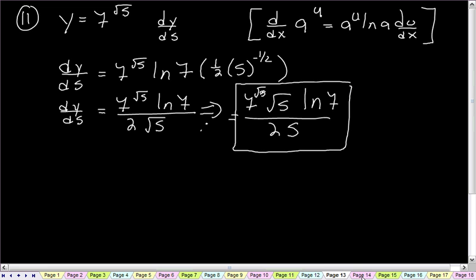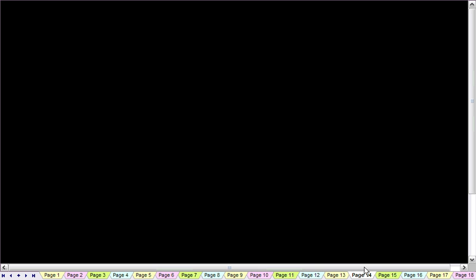Last one, number 12. y equals log base 2 of r times log base 4 of r. For this one, we have to remember a couple things.